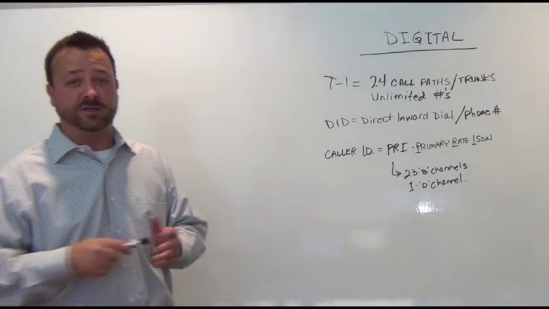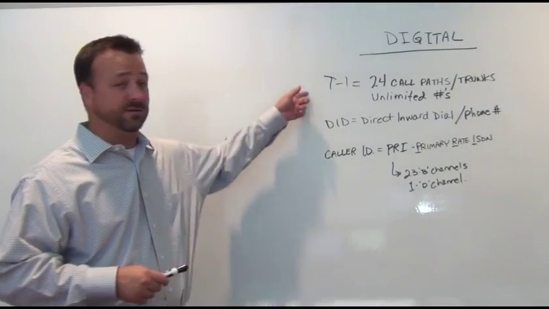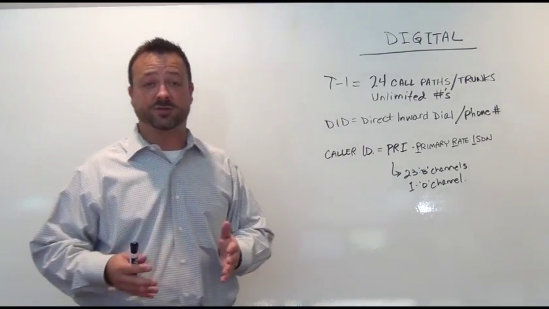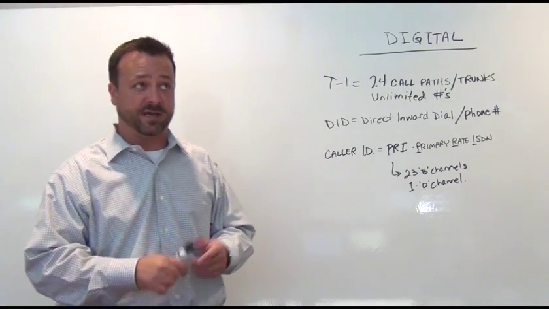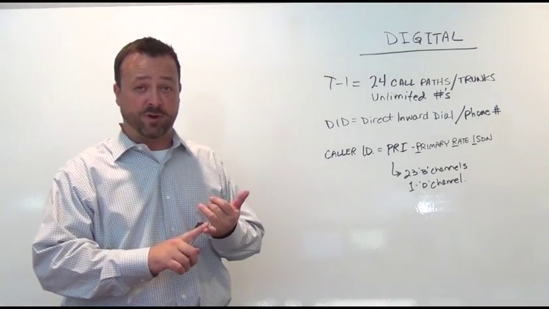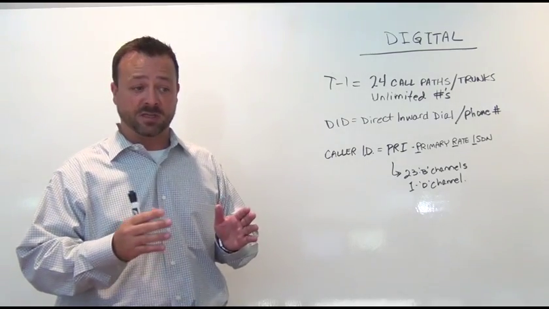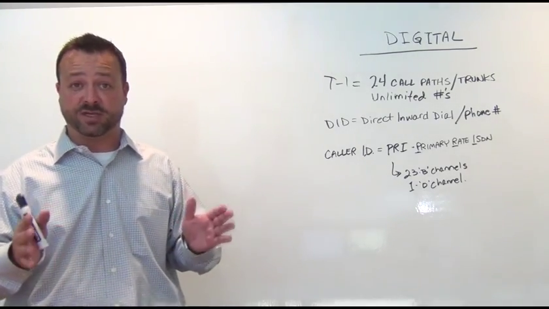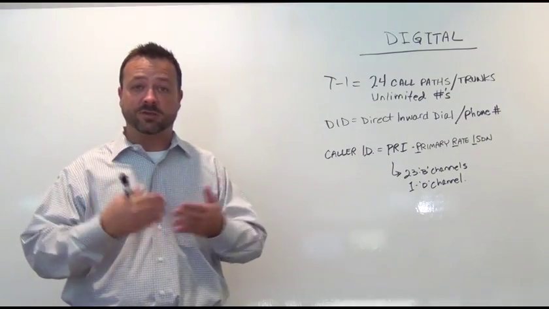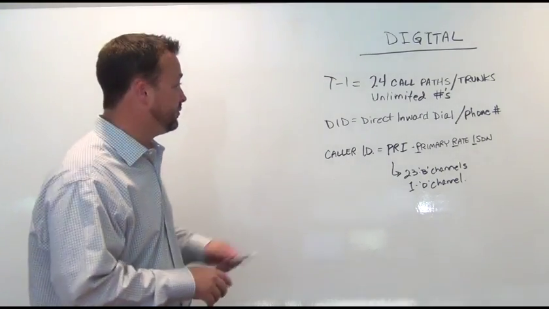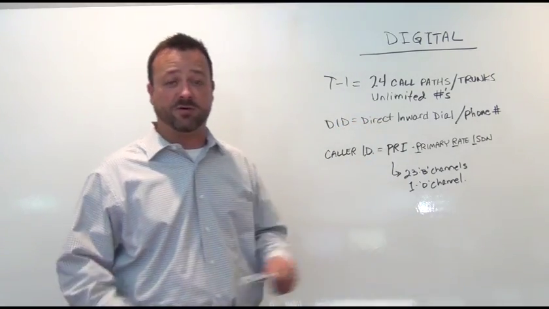With the introduction of digital services, we use a technology called a T1. T1 basically equals 24 call paths or trunks. Remember, we talked in analog services that one call path equals one phone number. Well, with T1s, it's much different because it's a much smarter technology. A group of 24 trunks, or channels, or call paths are used and shared by multiple phone numbers. So with 24 call paths, you can have unlimited phone numbers on that.